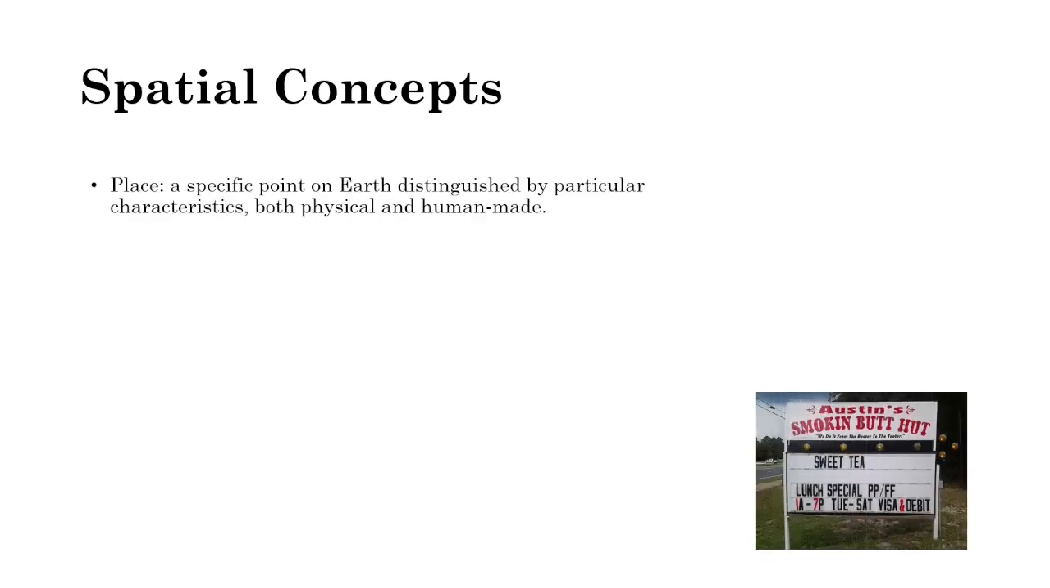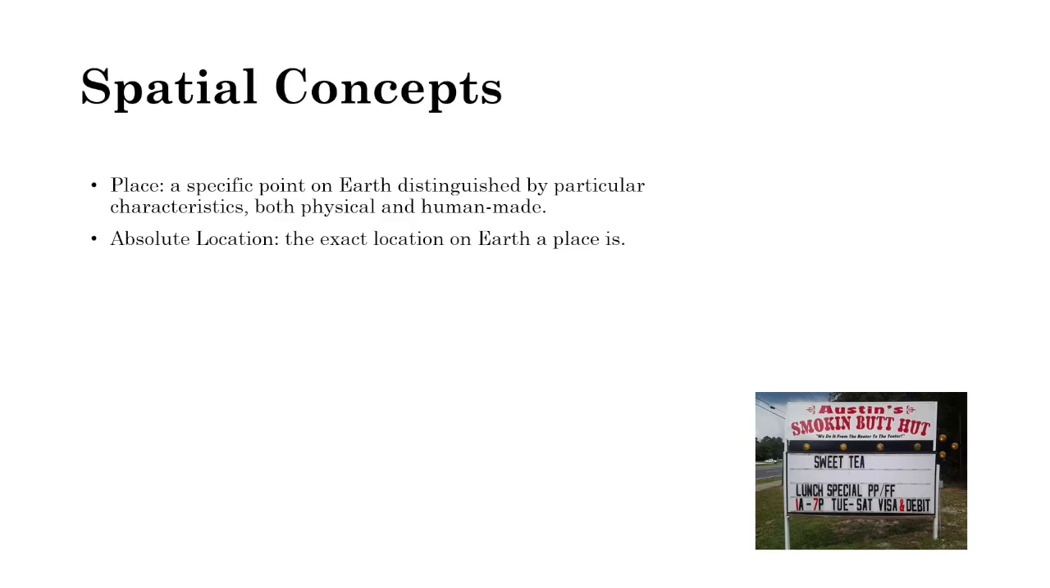Okay, let's move on to spatial concepts now. So we're just going to talk about a bunch of vocab for this topic. A place is a specific point on Earth. It has particular characteristics, like physical and human-made places. So, for example, Florida is a place. The counties within Florida are places. Florida is pretty flat. That's what makes it a place. It's a peninsula. It has unique characteristics. Colorado is not a peninsula.